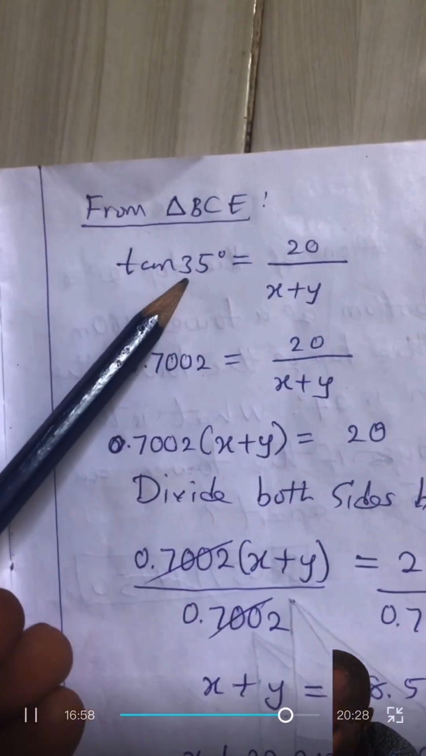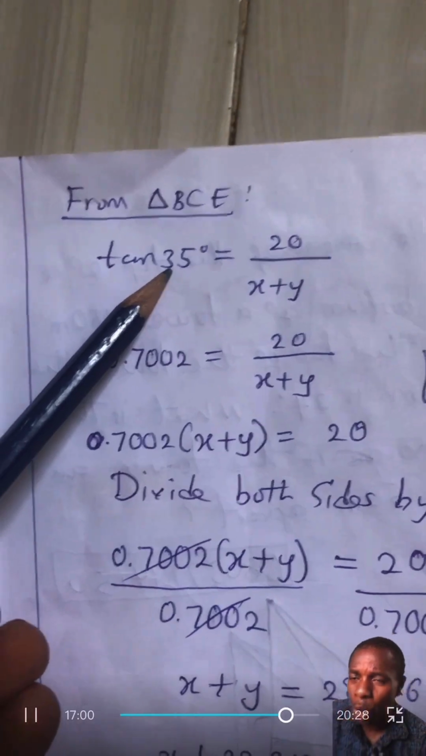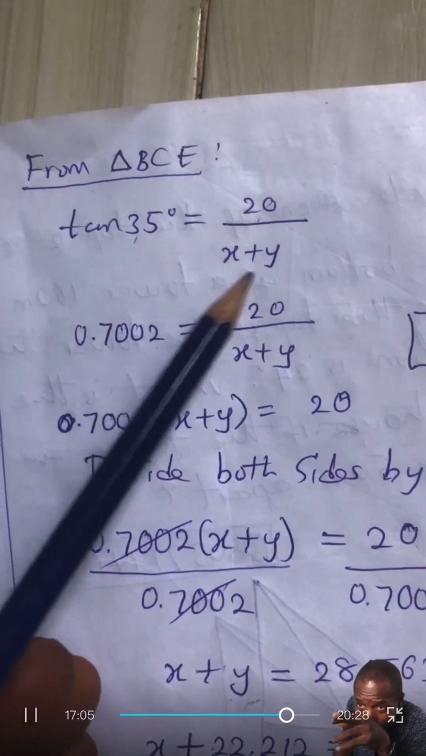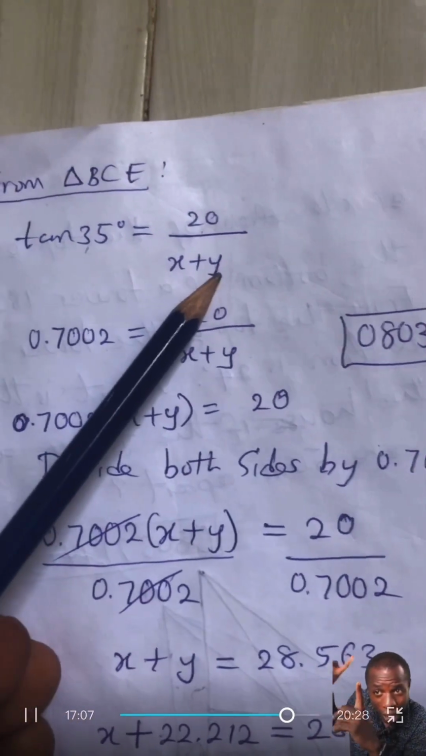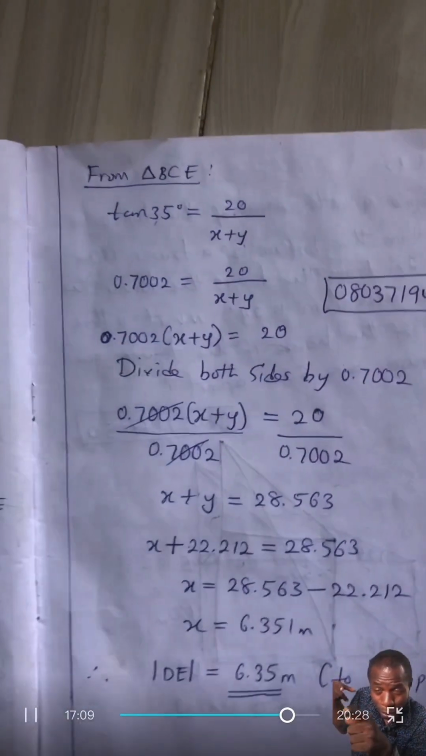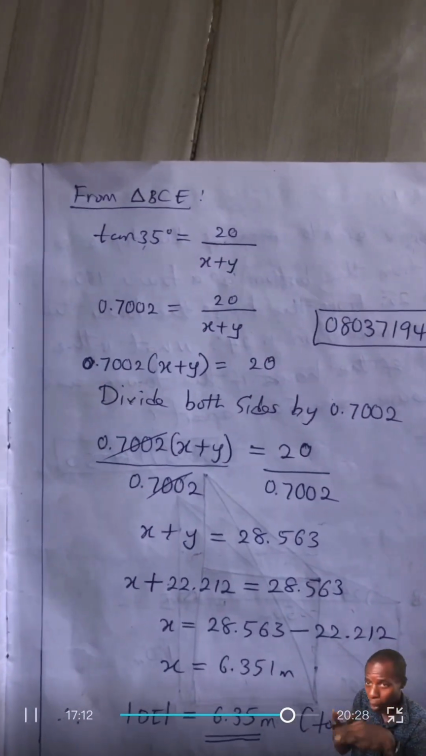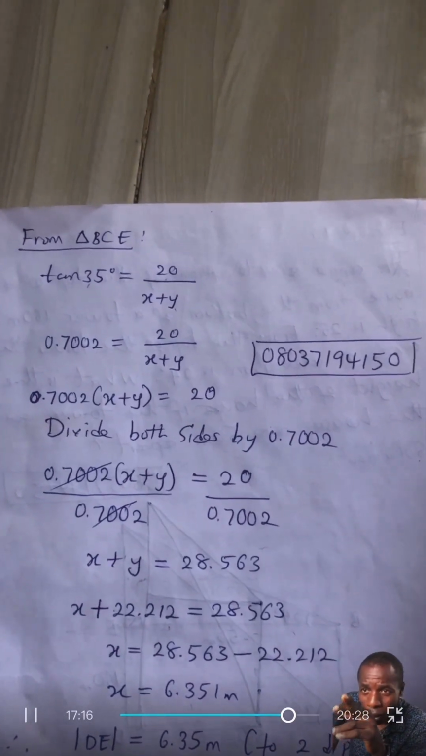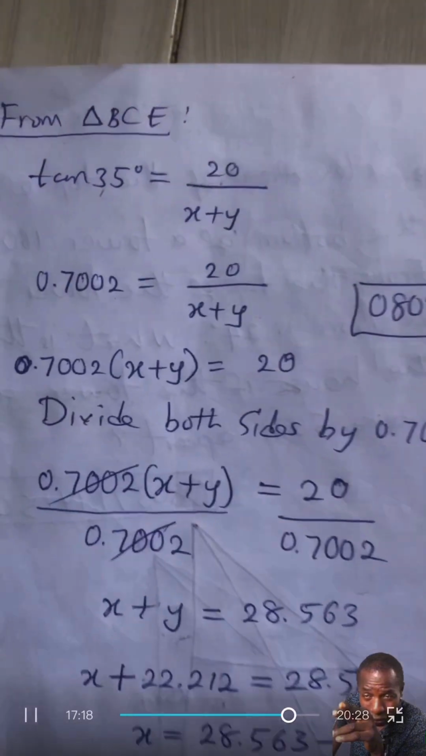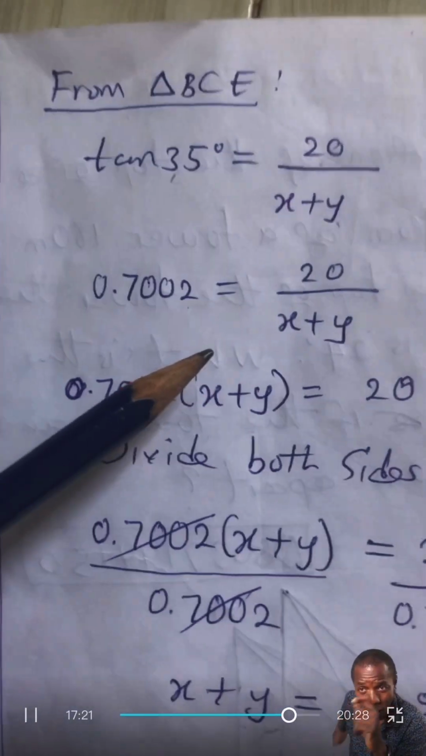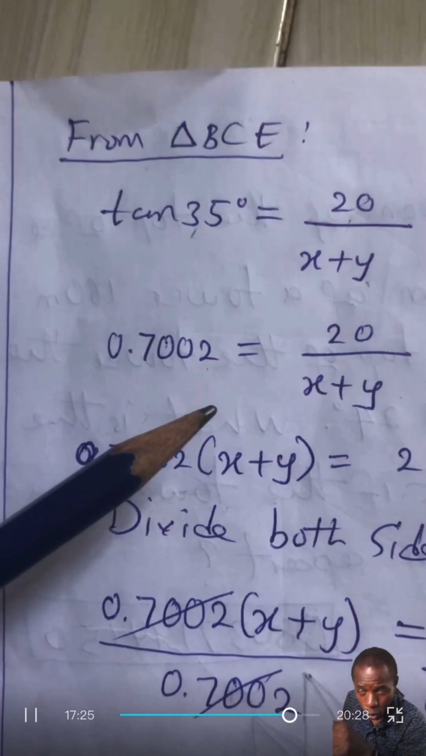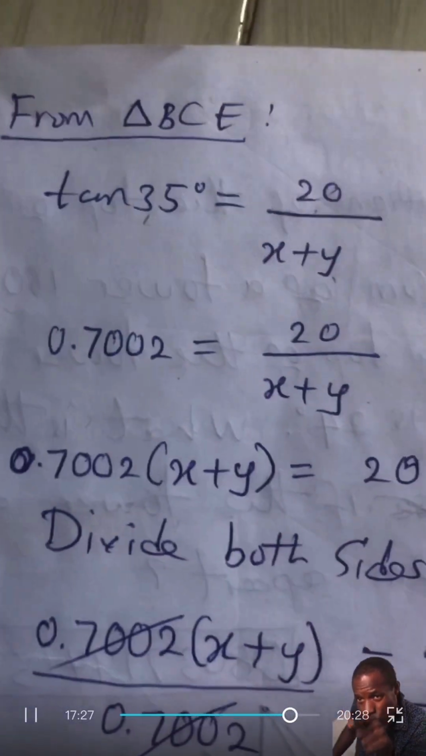So tan 35 degrees is equal to 20, which is opposite, over x plus y, which is what? Adjacent. Do not forget, we already have the value of y. All right, if you like, you can substitute the value of y straight from here. I don't want to do that now. So tan 35, using a calculator or statistical table, will give us 0.7002. You can put 1 under it to make it a fraction.